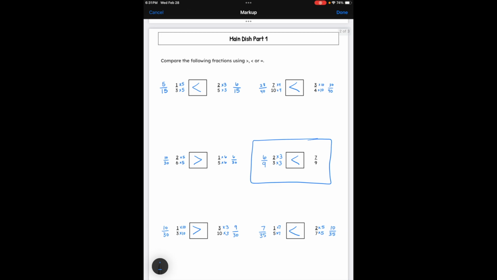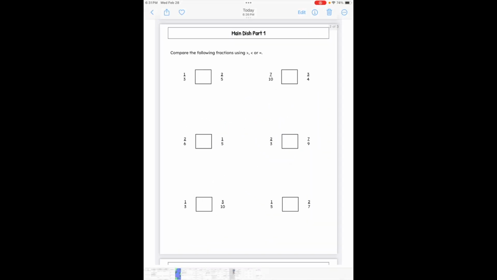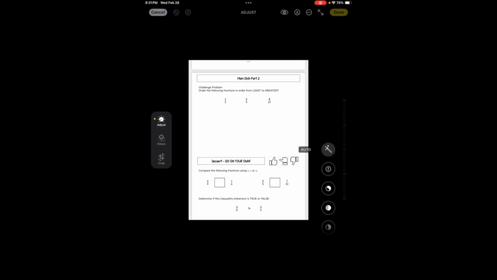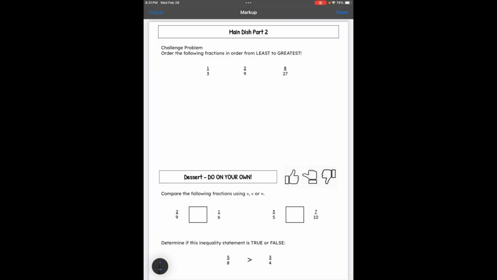Go ahead and turn to main dish part 2. And we've got a challenge problem that I want you guys to take on here. We've got the fractions 1/3, 2/9, and 8/27. We haven't dealt with trying to create common denominators between 3 fractions. Go ahead and try this one on your own, and then you can take a look at how I solved it.